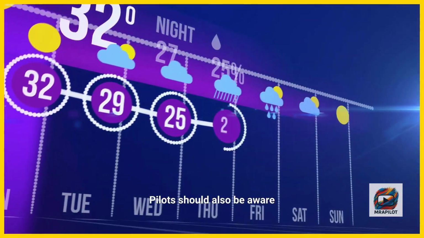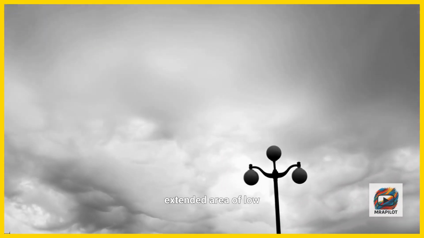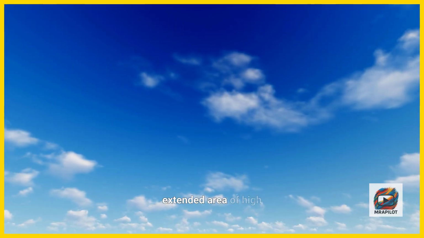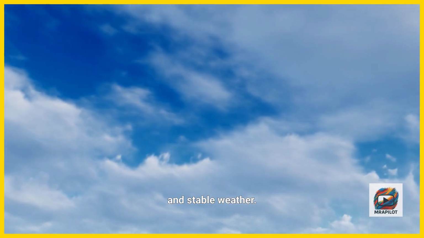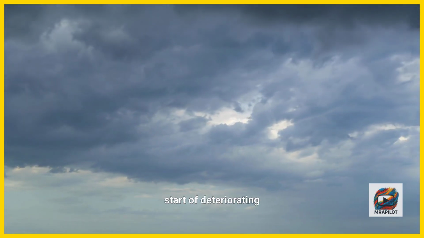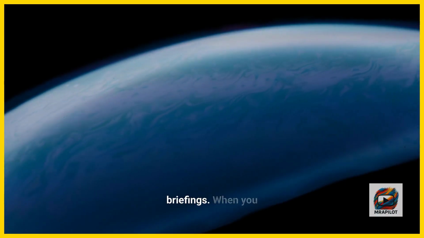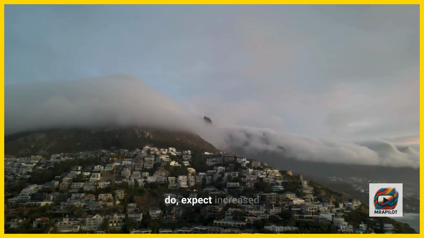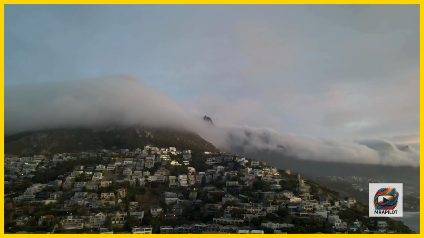Pilots should also be aware of pressure troughs and ridges. A trough is an extended area of low pressure, usually bringing clouds and rain. A ridge is an extended area of high pressure, bringing clear skies and stable weather. Troughs often signal the arrival of a cold front or the start of deteriorating conditions. You'll hear terms like "approaching trough" in weather briefings. When you do, expect increased cloud cover, changing winds, and lower visibility.